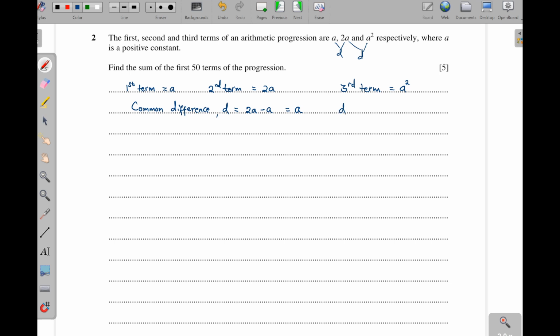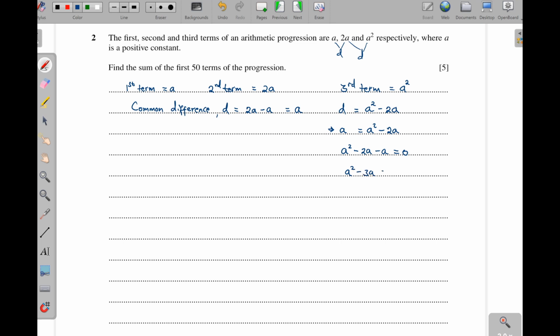The common difference d shall be equal to the third term minus the second term. You see that? But this one we have gotten as a, from here. Then that is equal to a squared minus 2a. Now if I take this one to this side, what shall we have? a squared minus 2a minus a, then is equal to what? 0. We are getting here a quadratic in a.